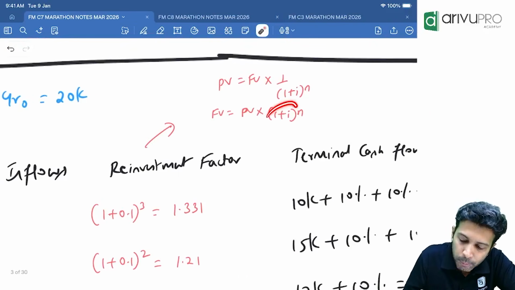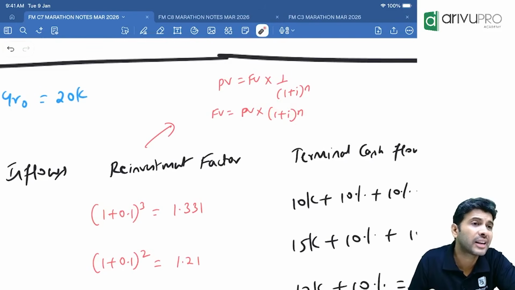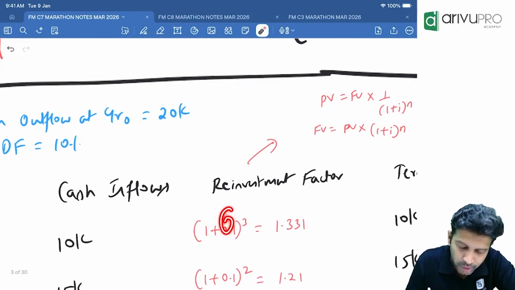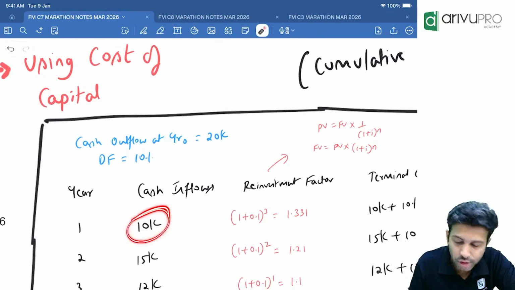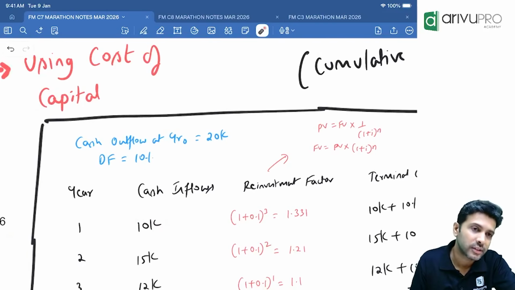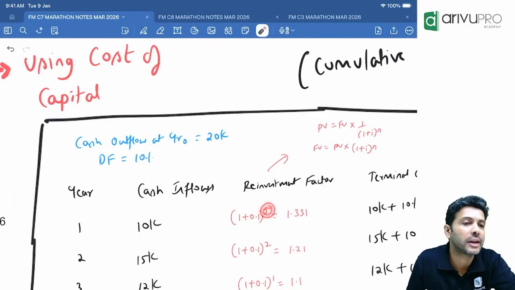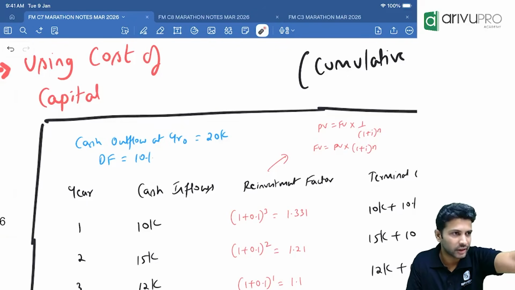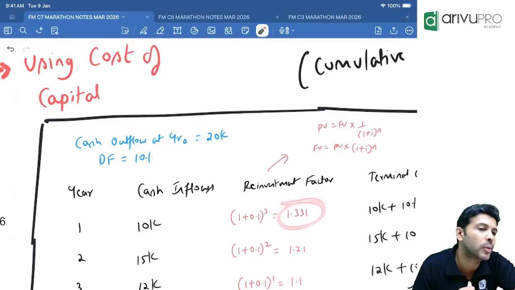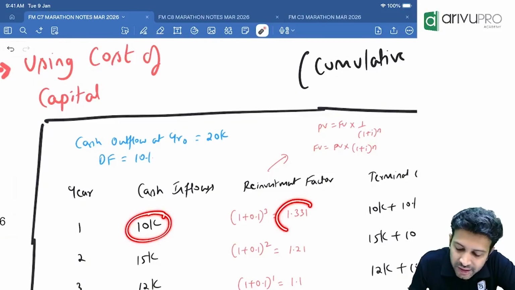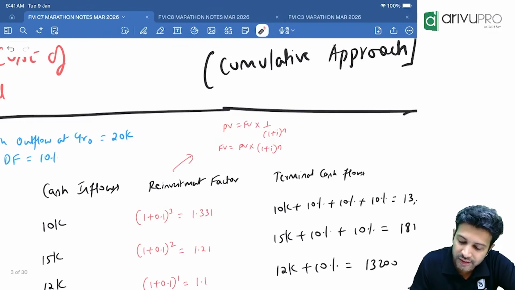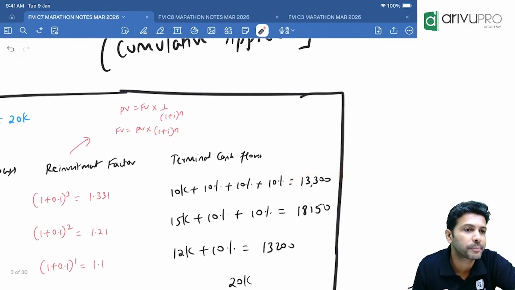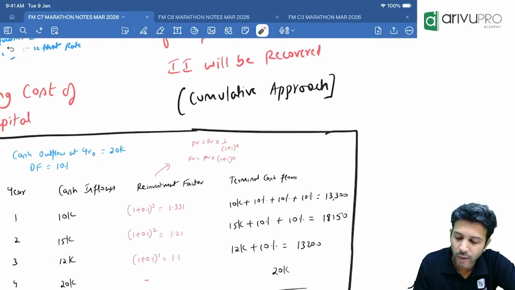1 plus i whole power n. i is what here? 10%. So 1 plus 0.1. This 10,000 you can invest for how many years? 3 years. So n becomes 3. So 1.1 into 1.1, and again press equals. You should be able to see 1.331. Now take this and multiply by the reinvestment factor. You will automatically get the same answer, 13,300. That's how ICA presents.